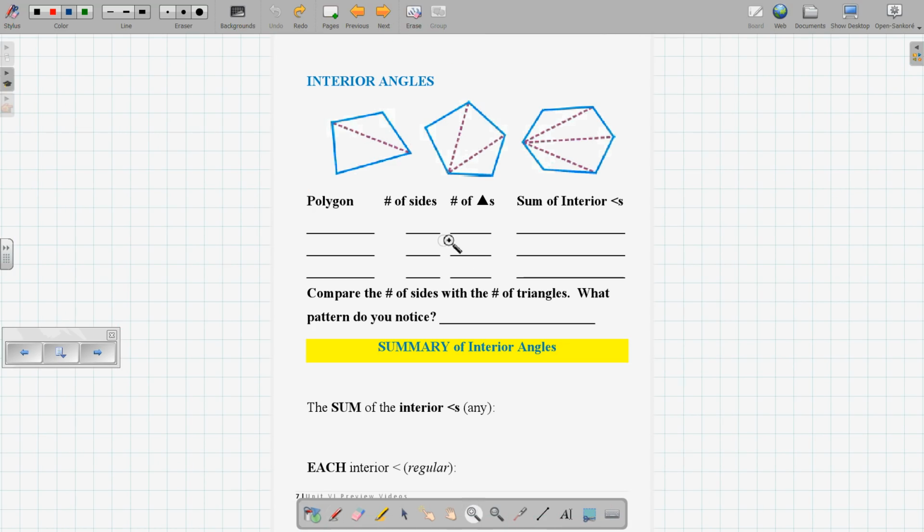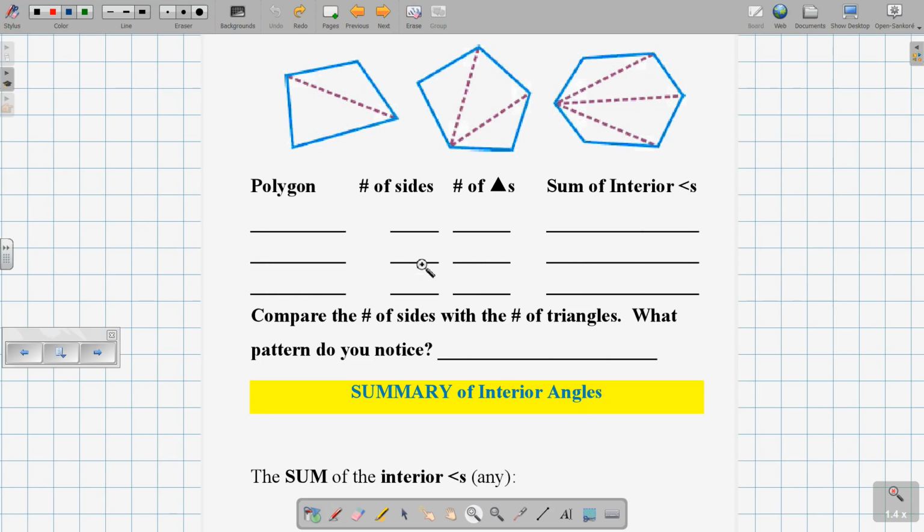Now, there is a very critical pattern that you need to be familiar with. We're going to draw the maximum number of triangles from a single corner for each of these. There's a pattern here. So here we have a quadrilateral and a pentagon and a hexagon. We're going to draw the maximum number of triangles from a single corner.